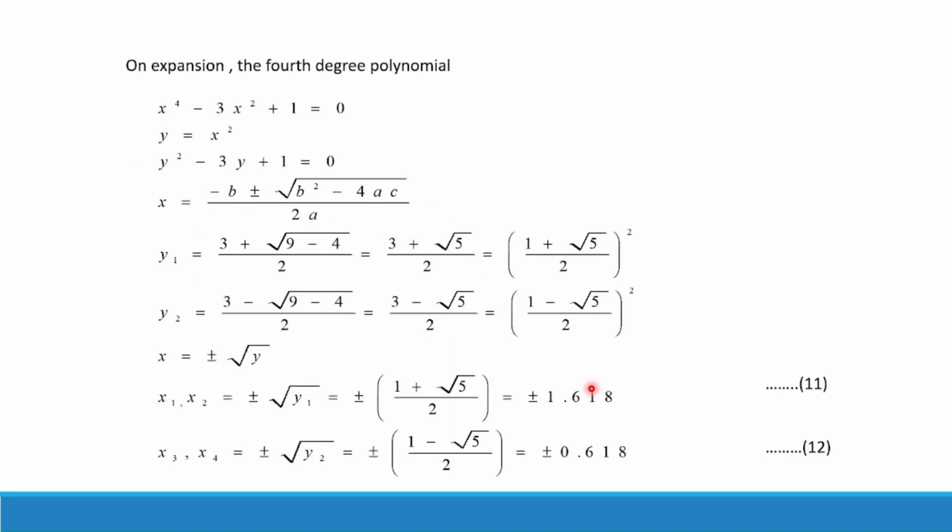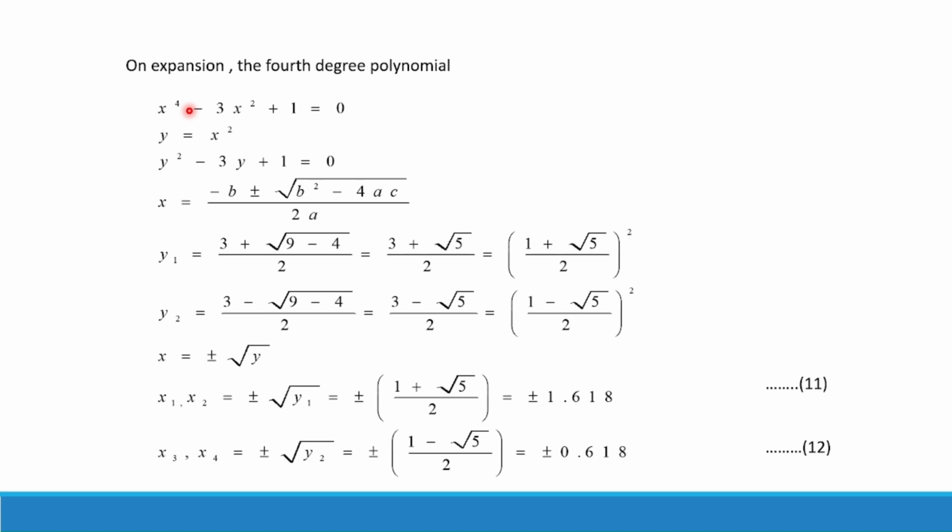Now on expansion of this, we get the fourth degree polynomial, which may be represented as x^4 minus 3x^2 plus 1. So you can see here, if we want to solve it, how can we solve it? It clearly represents that there will be four roots, and hence it will have four energy levels, because it is a fourth degree polynomial.